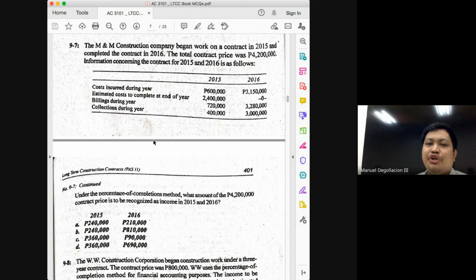So your total cost is 3,750,000. Deduct that from 4,200,000. 4,200,000 minus 3,750,000 is 450. Okay, times 100%, you will have 450. Minus last year, how much was last year? 240. So 450 minus 240, RGP this year would be 210.